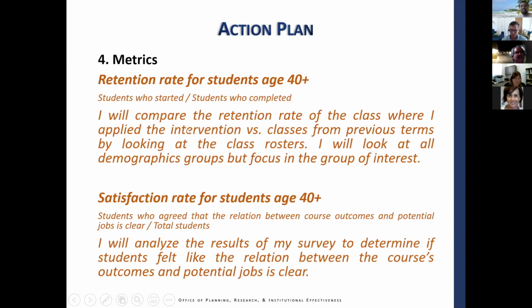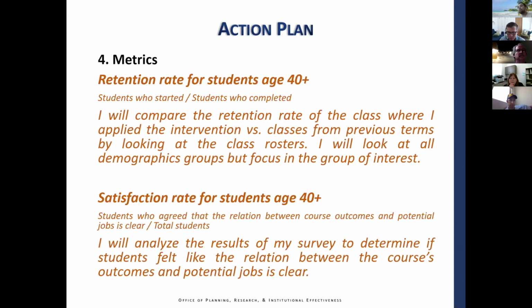Okay, so the other metric that I would use for my first intervention is the satisfaction rate that I mentioned before. In this one it is students who agree that the relation between course outcomes and potential job is clear, divided by the total students. That's just my metric. And it doesn't have to be complicated. It's just something that I can use to really determine if things worked or didn't work. So I'm gonna analyze the results of my survey to determine if students felt like the relation between the course's outcomes and potential job is clear.